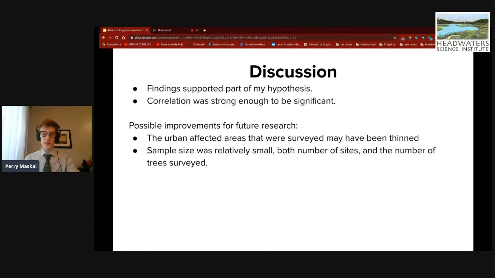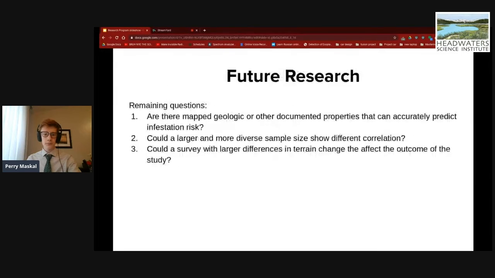Some possible improvements for future research. The urban affected areas that were surveyed may have been thinned, and the sample size was relatively small, both the number of sites and number of trees surveyed.